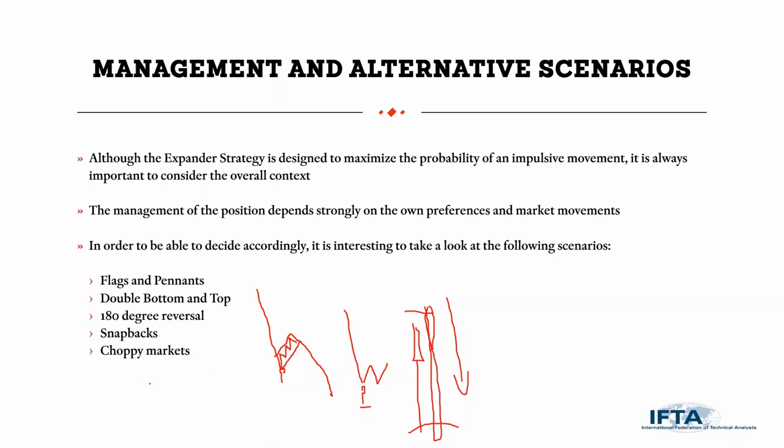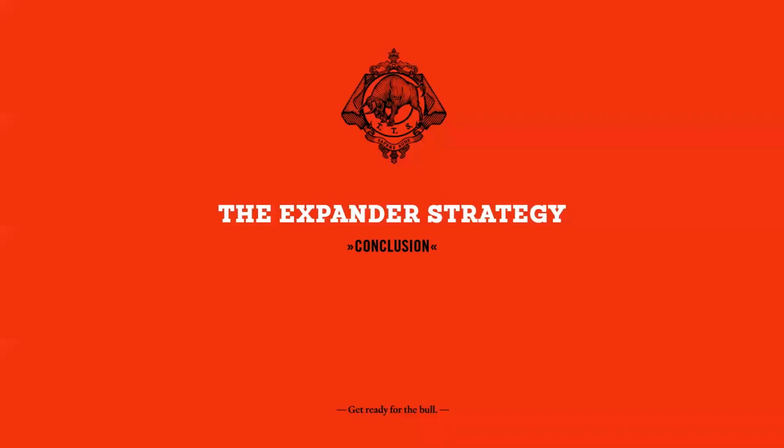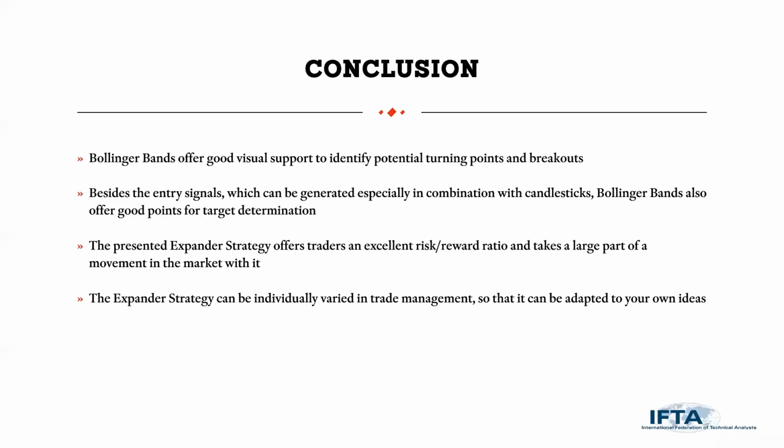Snapbacks, choppy markets. If the market's not very sure and it's choppy, this happens. But again, with the strategy, you have a very comfortable entry point, and you know very, very fast if you're wrong or right. So all this emotional trouble won't last too long. So this brings us to our conclusion. Obviously we have a very good visual support for our potential turning points, and if everything works out right, we get an excellent risk reward ratio with this strategy.